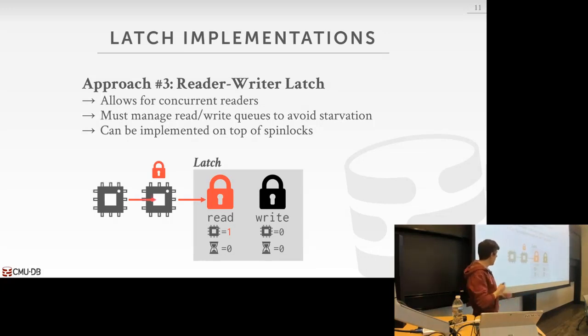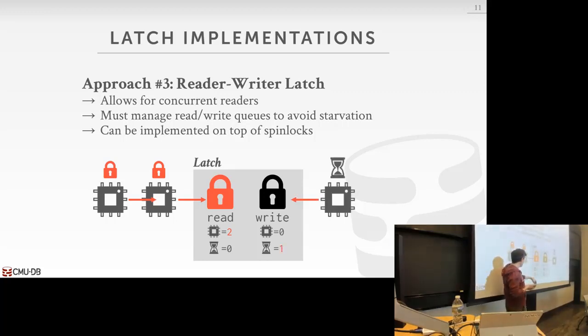Another thread comes along, it wants to also acquire the read latch. Again, read latches are compatible, or they can be shared. So we can just recognize that this guy already holds the read latch, so this guy can also acquire it, and we just update our counter. So now the writer thread comes along. It wants the write latch, it has to stall because the read latch is being held by other threads, and so we just add our counter here to say that we're waiting for this.